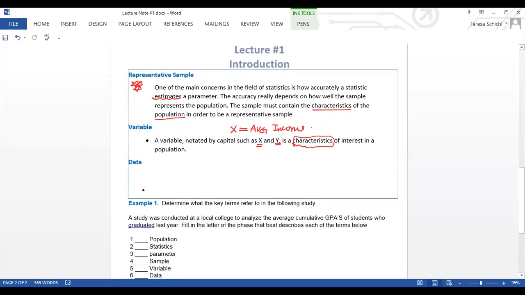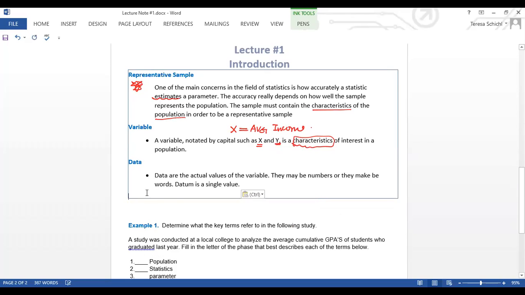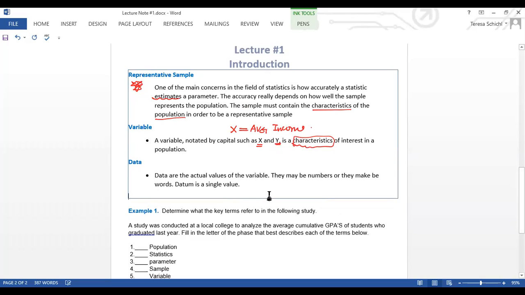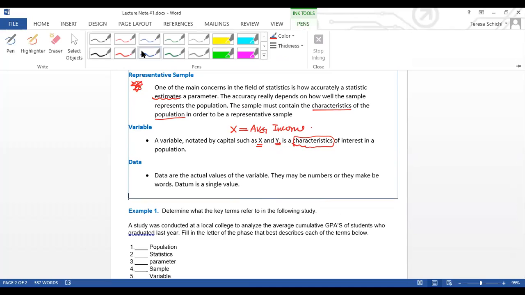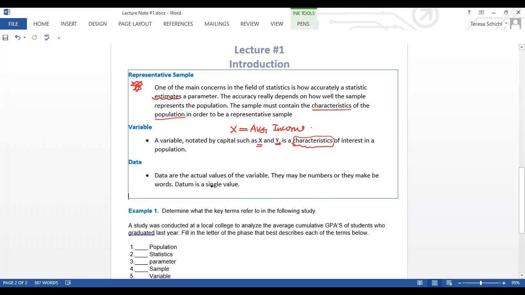Okay, now the last thing here is the data, right? So what is the data? Here is our definition for the data. Data is the actual values of your variables. They may be numbers or they may be words. A datum is a single value, so if you only have one number, you have one data point. So for example, here is the actual data.